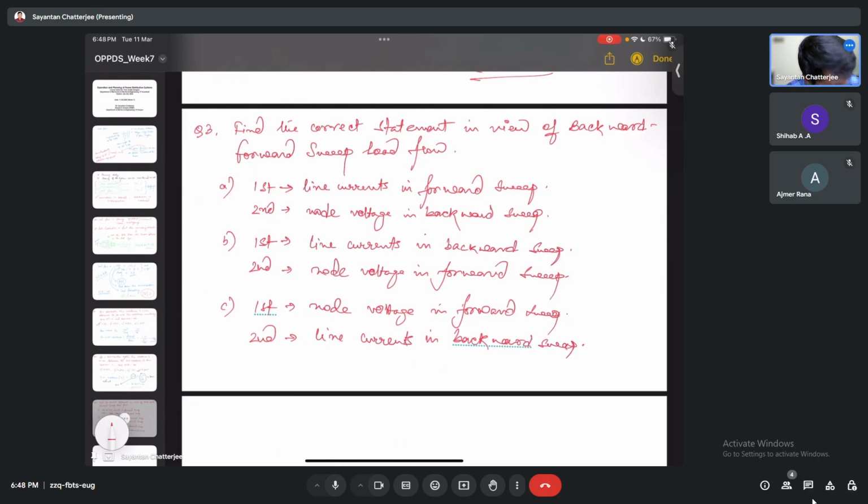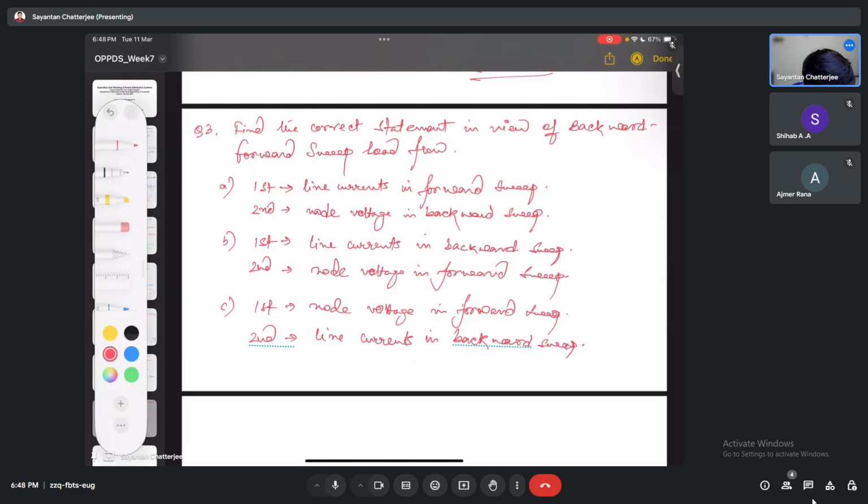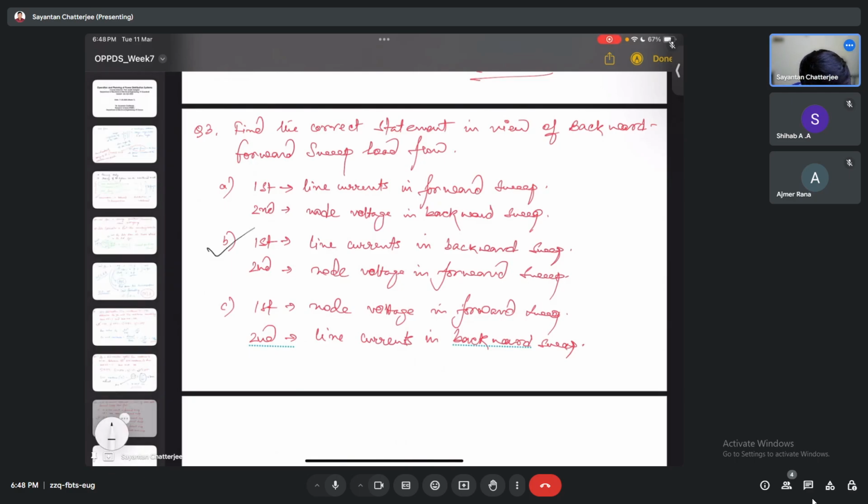So, which one is correct? Second one. Second one, yes. So line currents in the backward sweep and then node voltage in the forward sweep.